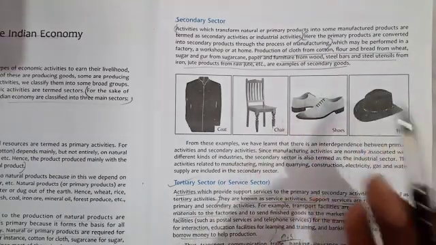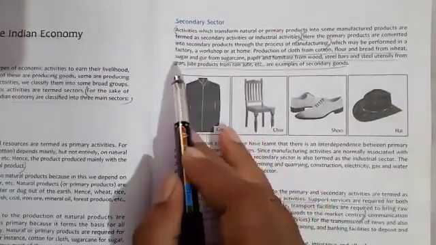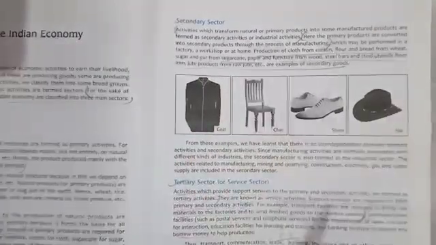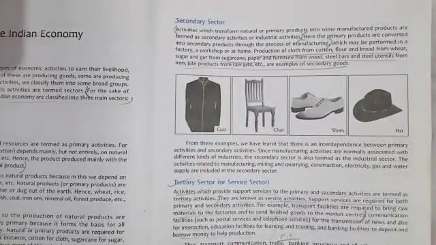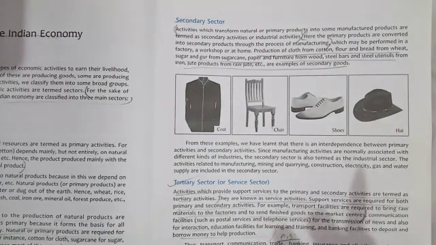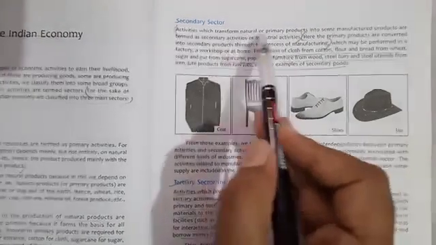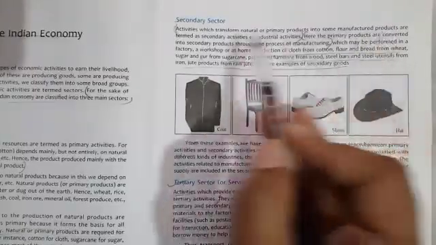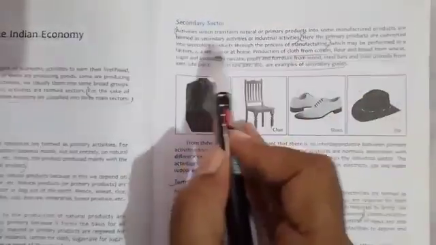Second example, like sugar cane. That is, from sugar cane as a raw material you produce sugar. So the sugar industry is known as your secondary sector or secondary activity. So I think you have understood this topic. So these activities transform natural or primary product into manufactured products. So these are termed as your secondary activities.